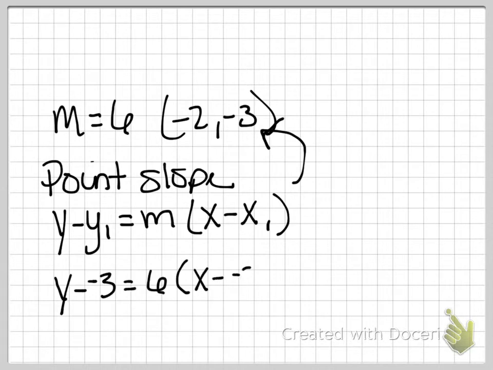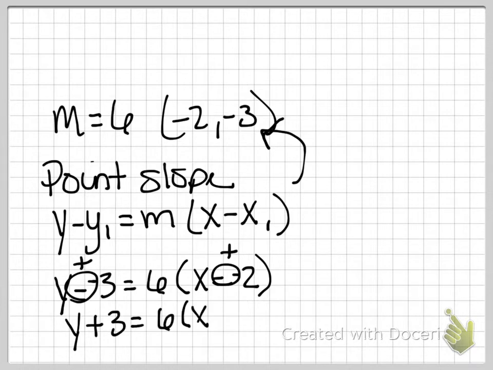So y minus a negative 3 equals 6 times x minus a negative 2. Now we know when it says minus a negative, that's a negative times a negative, which actually will make those positives. So we're going to make that adjustment. So we actually have y plus 3 equals 6 times x plus 2. And then we're going to solve our equation.